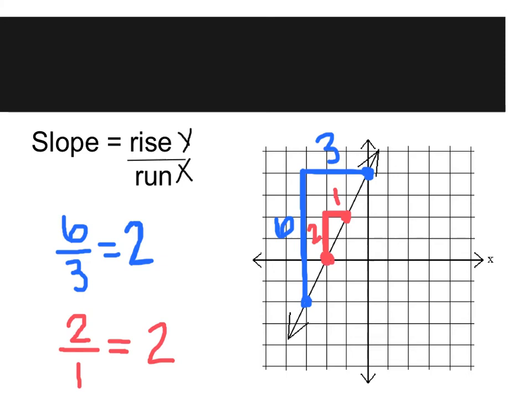It doesn't matter which pair of points we pick. And we've shown this with these similar right triangles. So the long side of our right triangle will always have an equivalent slope.